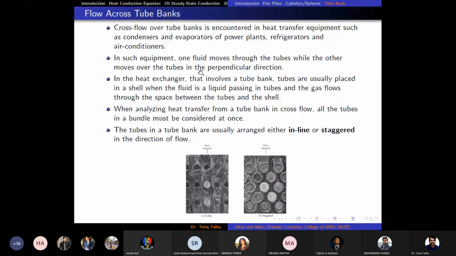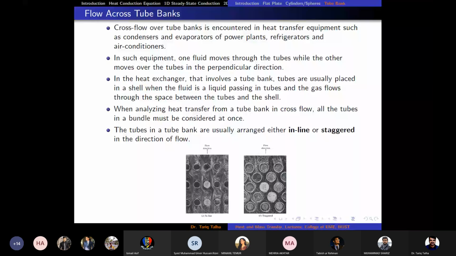So we are considering the flow over the tube at the moment. From next week, we would be considering the forced convection of the fluid which is passing inside the tube. That is the forced convection inside the tubes. That is the next step.